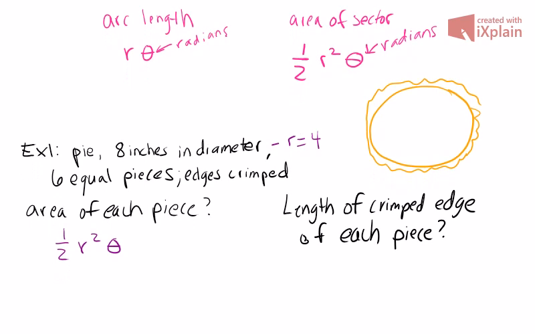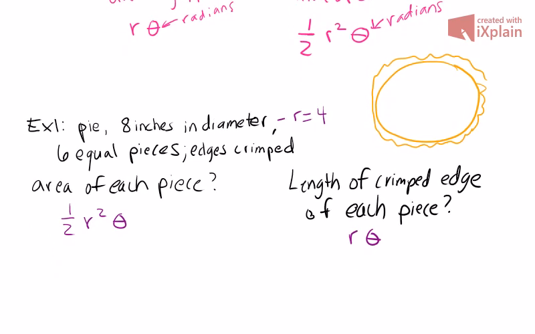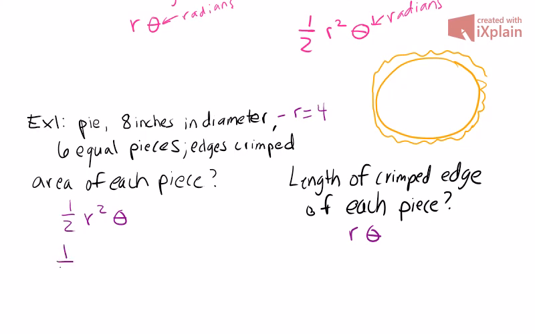So right away, for both of these formulas, I can go ahead and substitute in my r. So here I've got 1/2 times 4 squared times theta, which I still need to figure out. And here I've got my 4. So I still need to figure out what my theta is going to be.